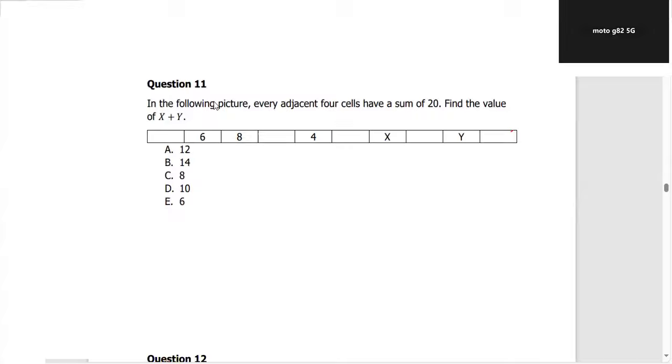Question number 11. In the following picture, every adjacent four cells have a sum of 20. Find the value of x plus y. Adjacent means next to each other. Every four cells have a sum of 20. Generally, whenever we talk about this, you just see what numbers you already have. This is 18. So what do you need to get a 20? You need a 2. So what I can do is, 4 is already here, so I will put a 2 here and I'll put a 4 here. So you can't put a 4 here because it's 4 cells.